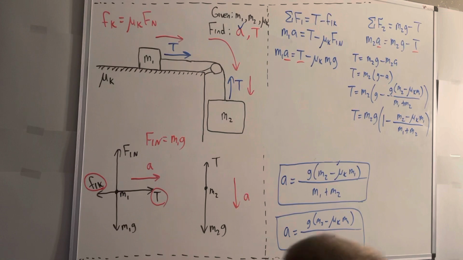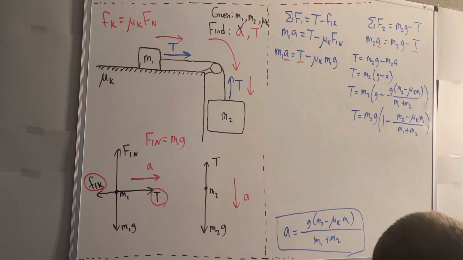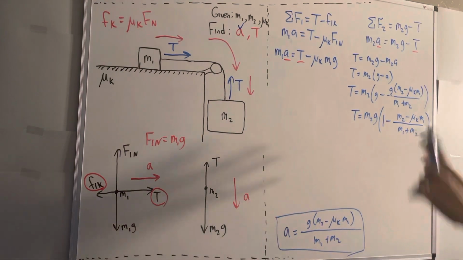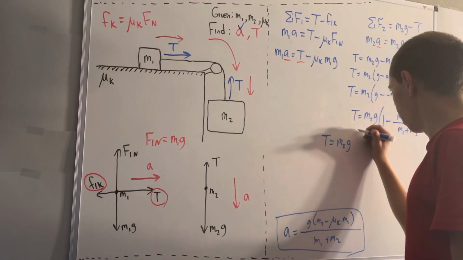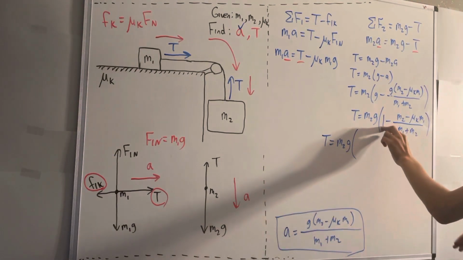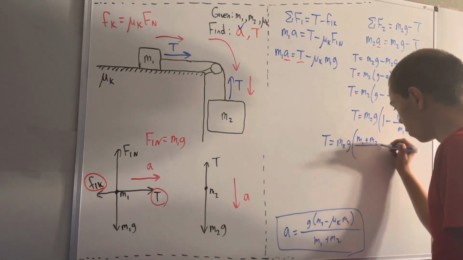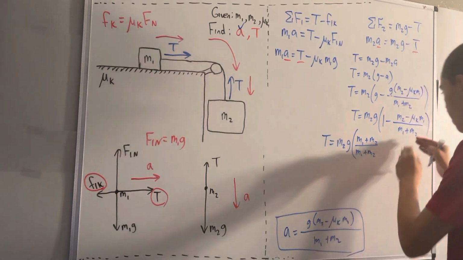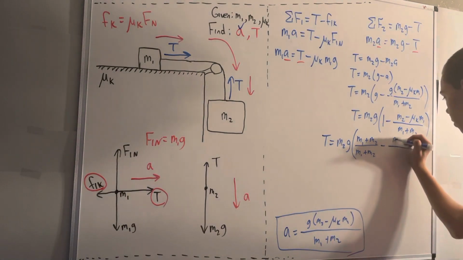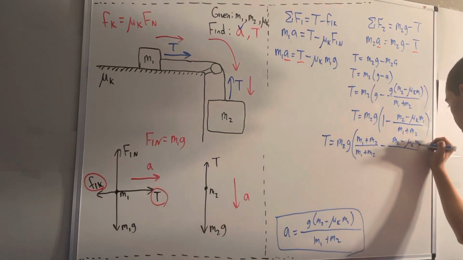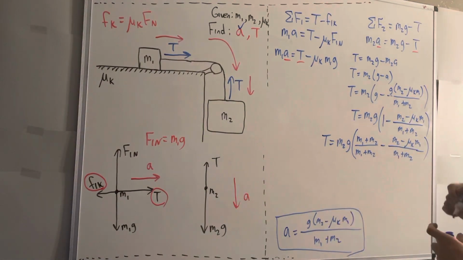We can keep going for what we have for tension, because it turns out we can actually combine these two things together into one fraction. So when we do that, basically we still have m2g, but in here we could say 1, right? We got to get the same denominator. So really 1 is just m1 plus m2 over m1 plus m2. And we're subtracting what we have here. So really subtracting m2 minus mu k m1 all over m1 plus m2. This is what we have.